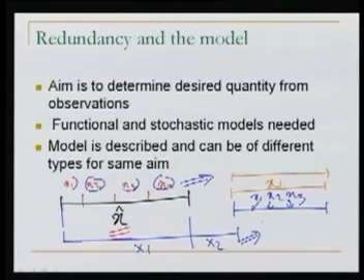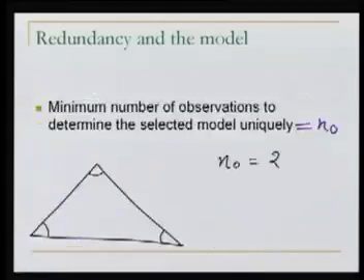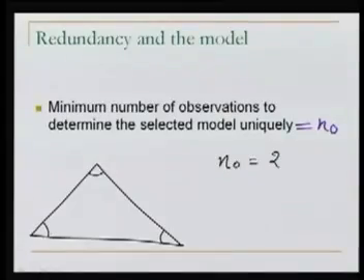So what I am trying to say is, in order to realize the desired thing, we can define the model in different ways. Because our aim is that the model will help us later on to adjust our observations. Further, in any model we should have some redundancy, which we have also seen. For example, here in this triangle, the desired is to determine the shape of the triangle.